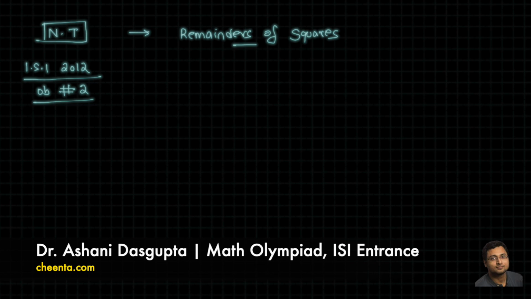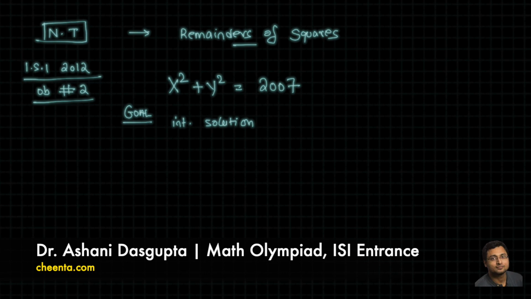Here is the question. There is an equation x square plus y square equals 2007. We want to find out the number of integer solutions of this particular equation. What does that mean? We want to find out integer values of x and y that satisfy this equation. How do we go about it? So we will be using a strategy known as remainders of squares.